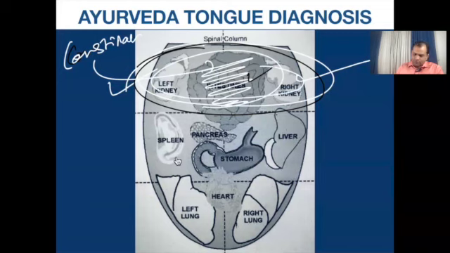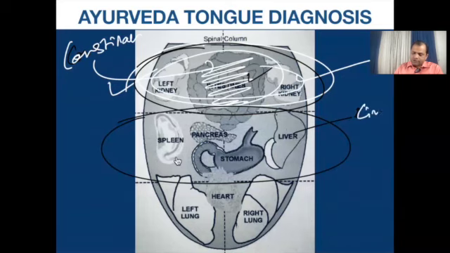Now let's come to the middle part. This is the middle part. On the right side, we can see the liver. So if something is wrong here, we can declare, oh, this person is suffering with fatty liver, or cirrhosis of the liver, or liver heat.